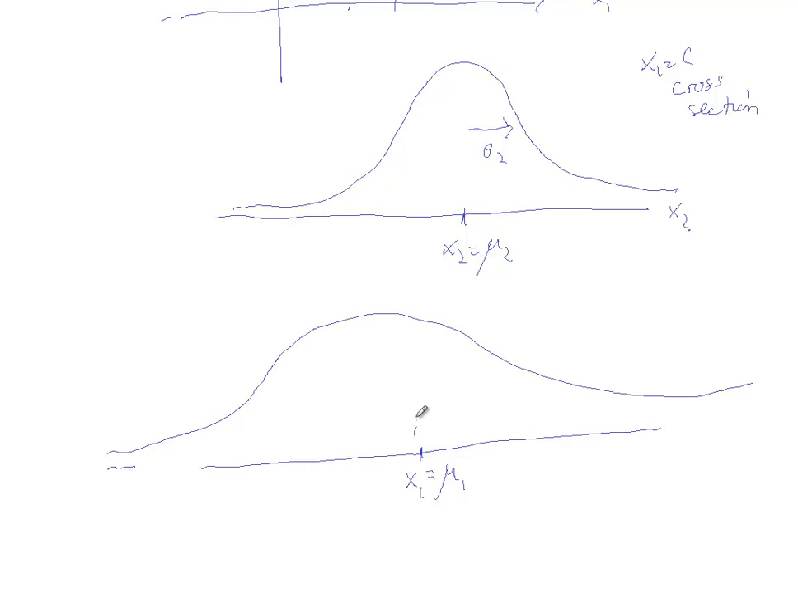I'm sorry I didn't draw this very well. That's supposed to be maximum there. Let's do it again. I'll fudge it so I make sure that I get a maximum here. So this is sigma 1, this is mu 1, and you can see sigma 1 is bigger than sigma 2.